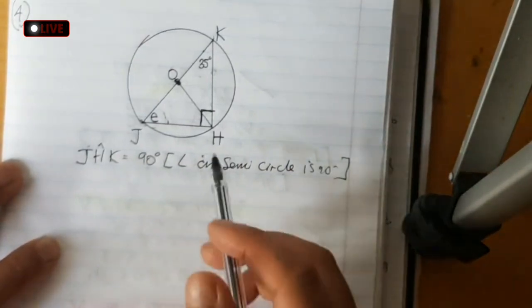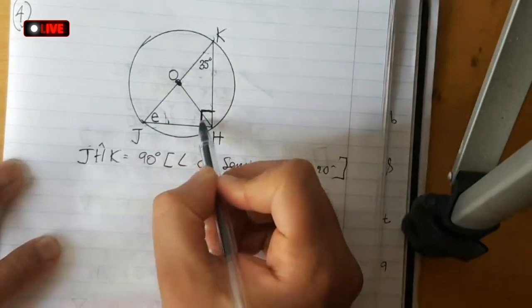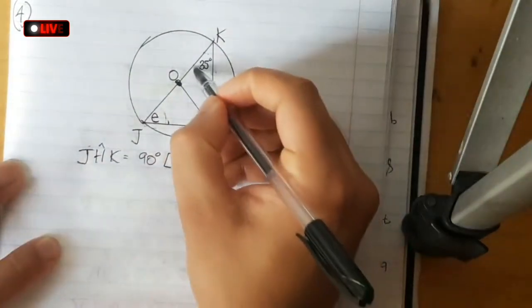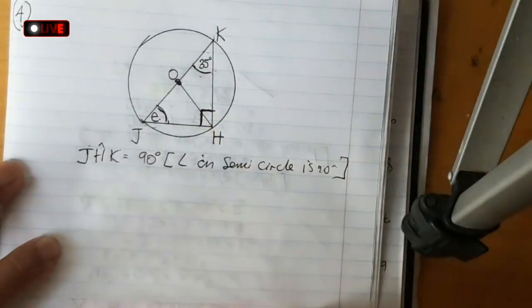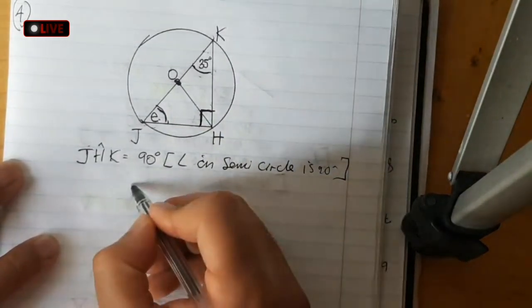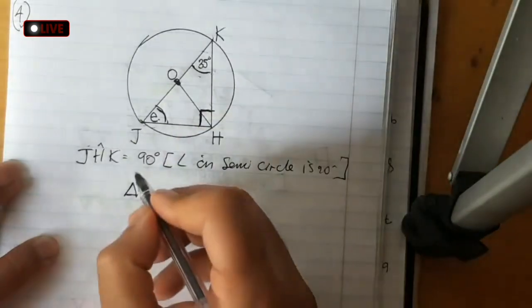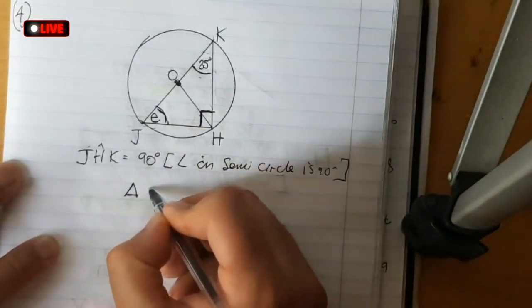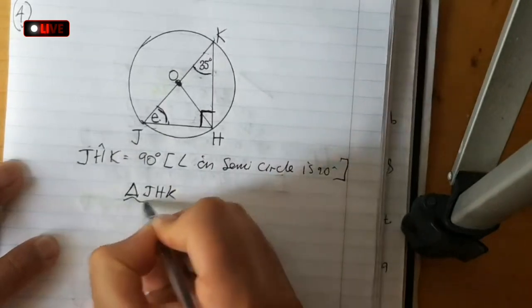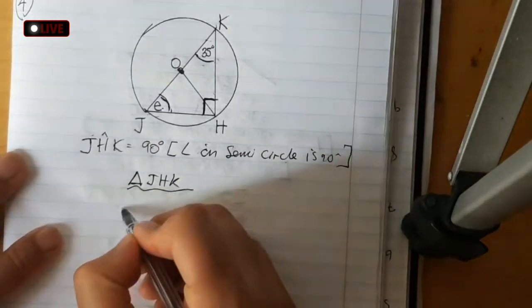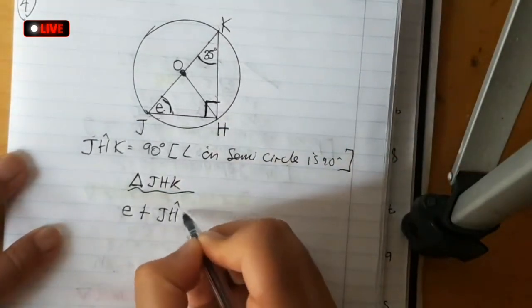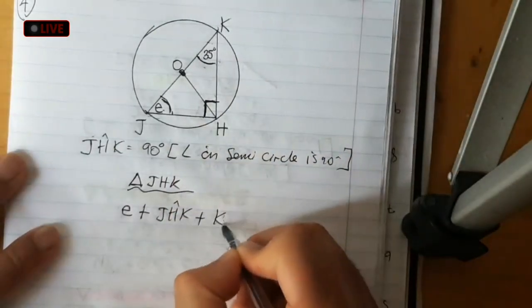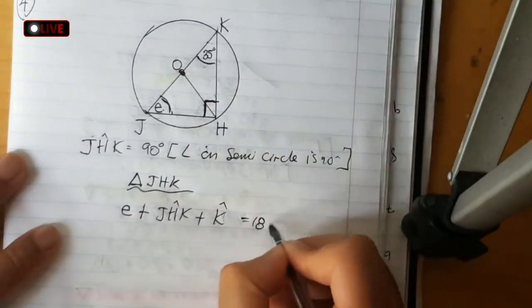Now if this is 90 degrees, and we have this angle here, then we can find the value of E by using our grade 8, grade 9 knowledge. Let's write it down: triangle JHK, E plus angle JHK plus angle K is equal to 180 degrees.